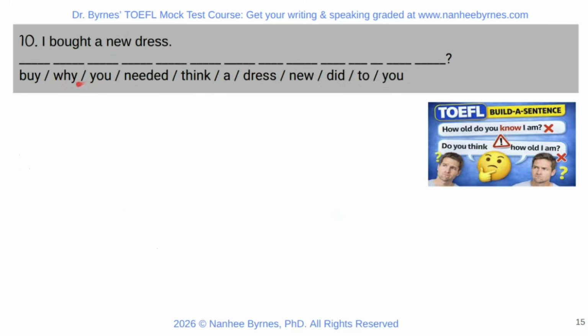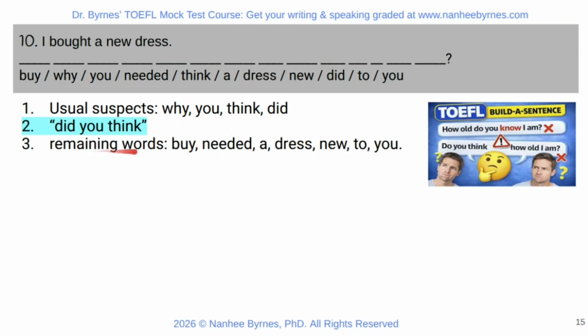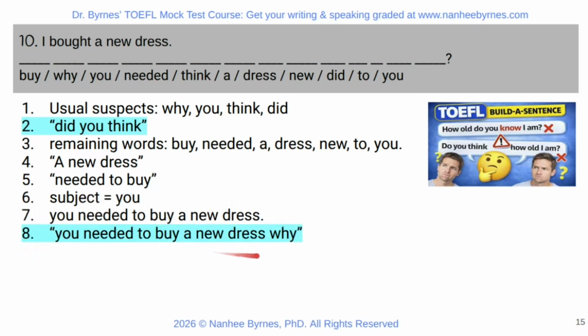Question 10. We see some usual suspects like why and you, think and did, which can make did you think. Let's take stock of the remaining words: buy, needed, a, dress, new, to, you. A new dress should go together, and needed to buy should also go together. The subject should be you, so we have you needed to buy a new dress. Why should modify the verb phrase needed to buy, so we have you needed to buy a new dress, why.